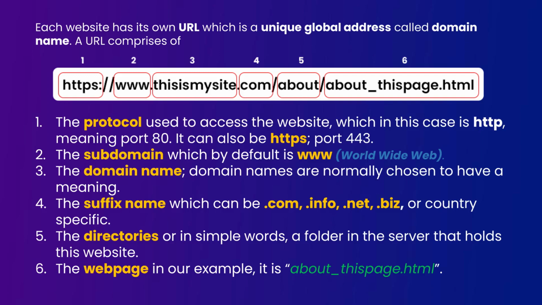The suffix name is what we see as .com, .info, .net, .biz, .org, .online. There are many more. Or it can be country specific, like .ph, so Shopee.ph, and then Shopee.sg, meaning the Philippines and Singapore. And the fifth is the directories.